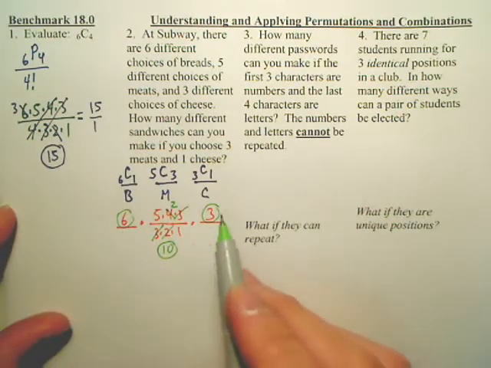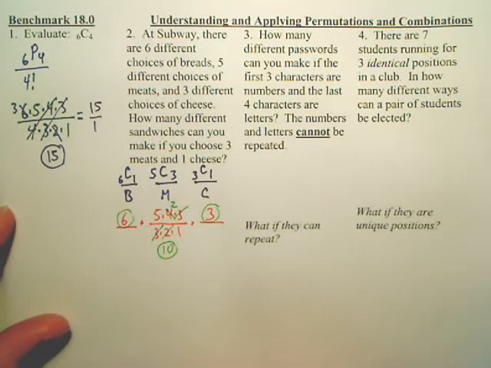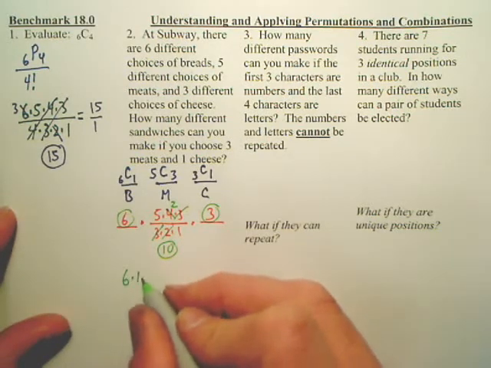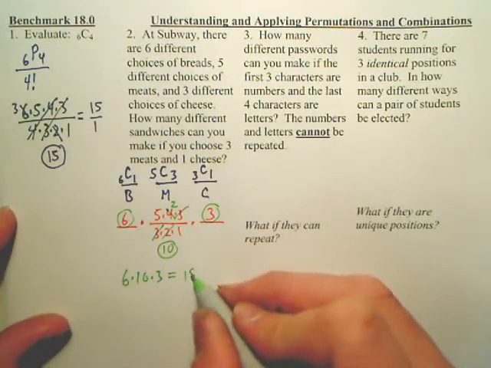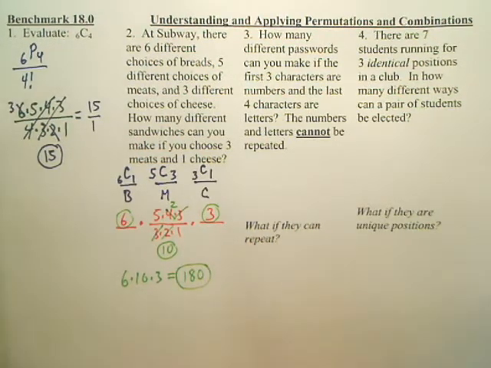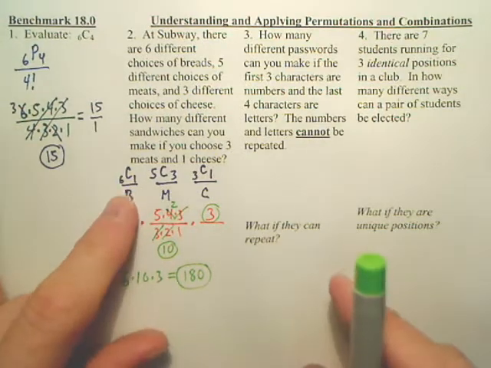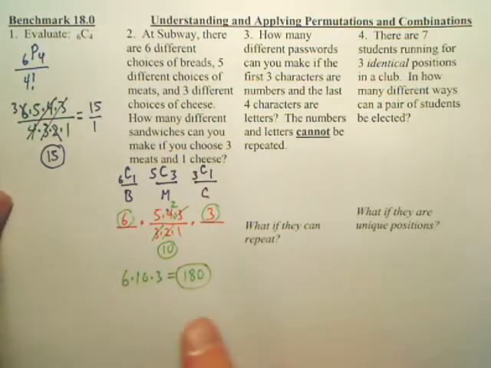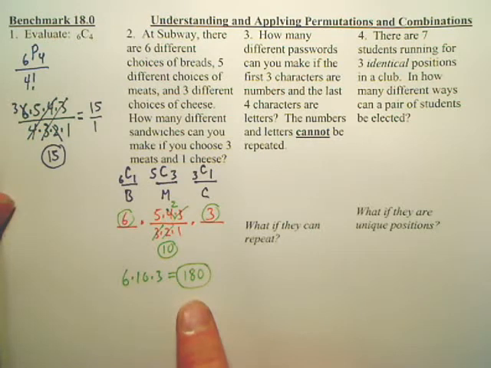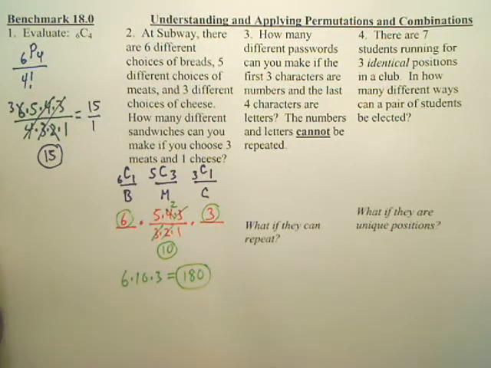So don't we multiply 6 times 10 times 3? That is 180 ways to make this particular sandwich. If you have 6 breads, you choose 1. If you have 5 meats, you choose 3. If you have 3 cheeses and you choose 1, there's 180 ways to make a sandwich. Now at Subway there's a lot more than that, but this is an example. You go in with certain things in your brain, this is what you feel like, but there's 180 ways to make a choice from the choices you have going in.